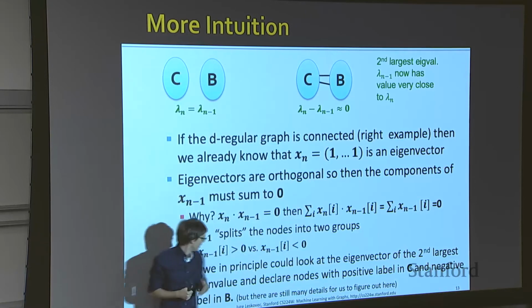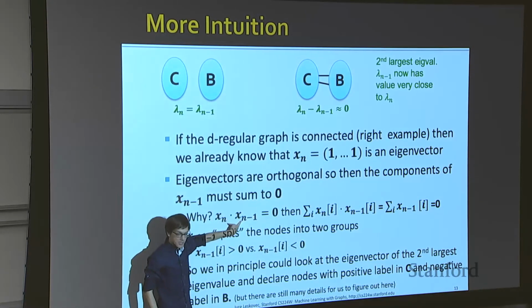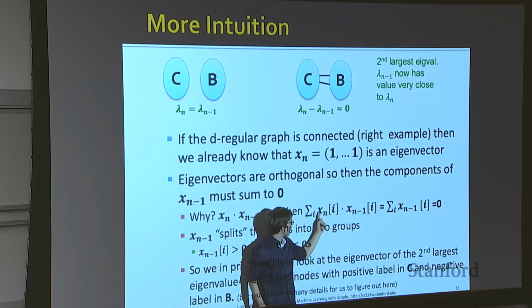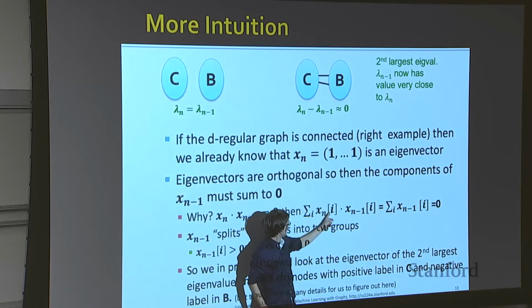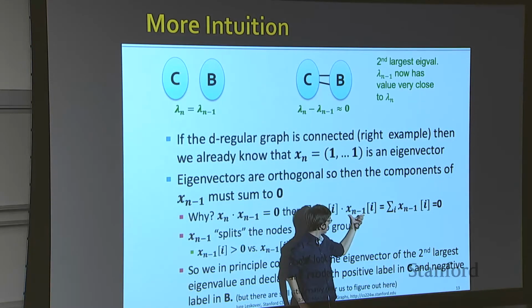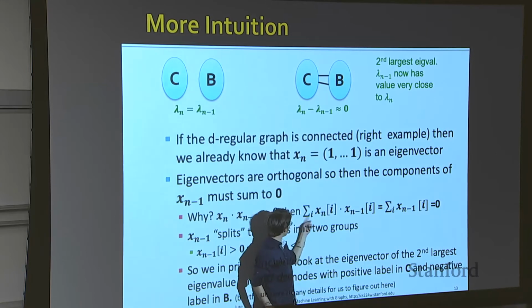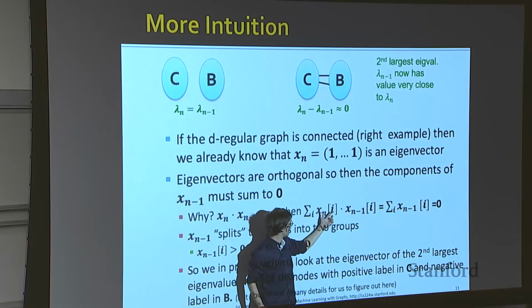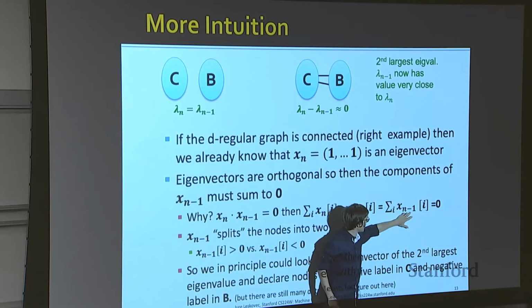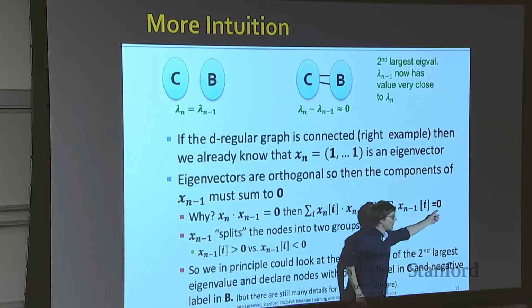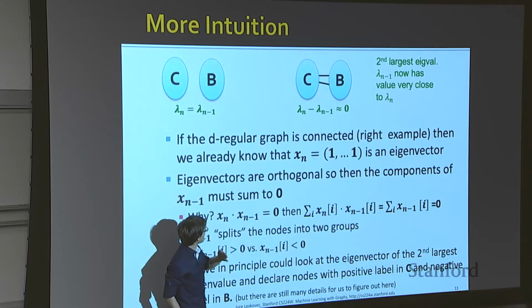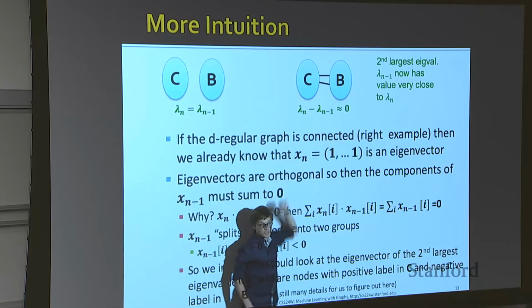Okay? So why is that the case? Eigenvectors are orthogonal to each other. So if I write this out, what is a dot product? I take the first component of the all-ones vector, multiply it with the same component of the second eigenvector, and I sum this up. The all-ones components are all equal to 1, so this is just 1. So this means that the components of the second eigenvector have to sum to 0. So this is a constraint that comes from orthogonality to the first eigenvector.